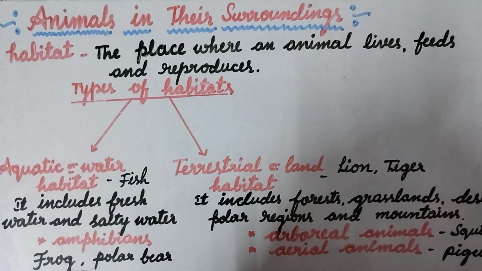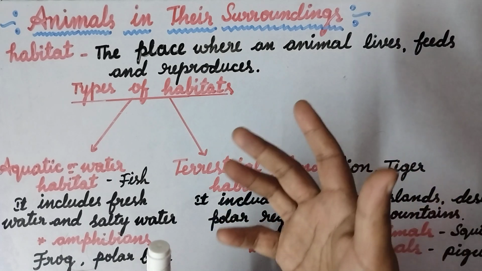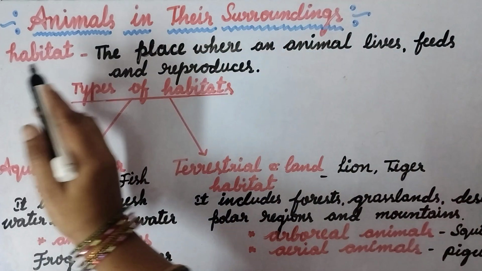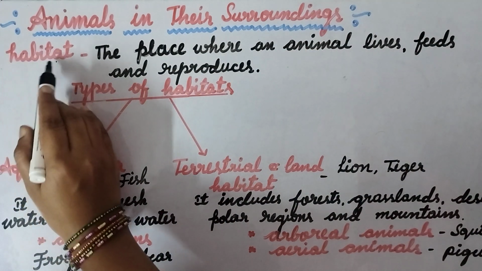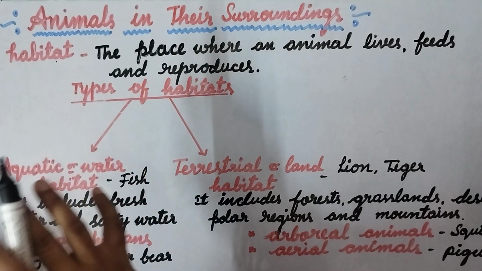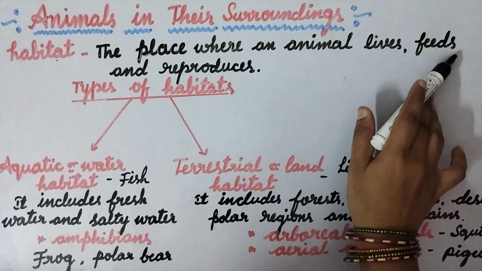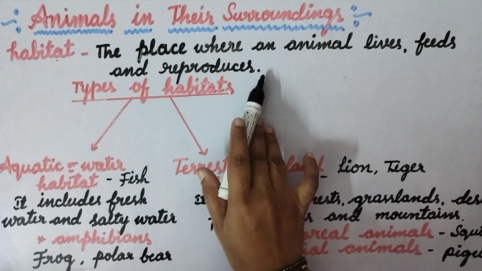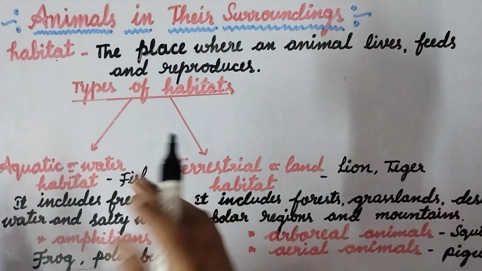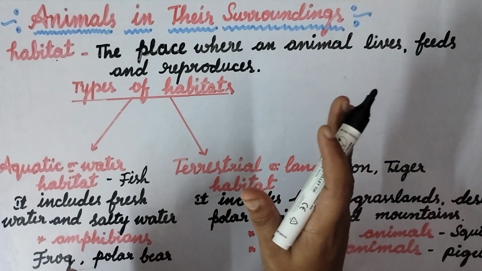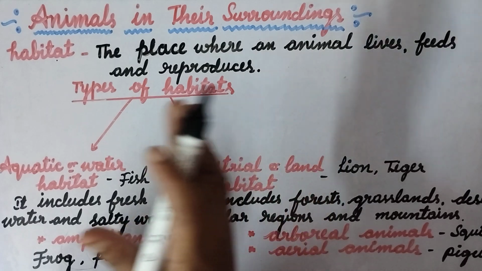Different animals are found in different places on the earth. So where exactly are those animals present? For example, I will write one word here: habitat. What is the meaning of habitat? It is the place where an animal lives, feeds and reproduces. That is called a habitat.